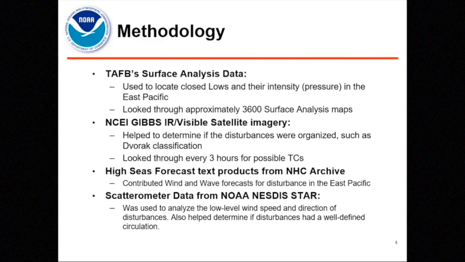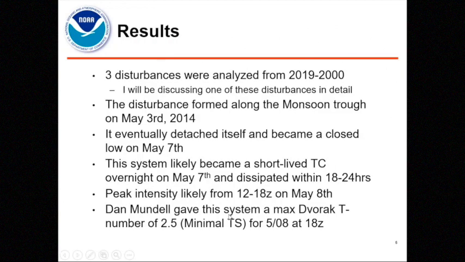Then I also used high seas forecast text products from the National Hurricane Center archive. This contributed wind and wave forecasts for disturbances in the East Pacific. And then scatterometer data from NOAA NESDIS STAR was used to analyze low-level circulations. It showed the low-level wind speed and direction of the disturbances, so we could really tell if there was a well-defined circulation or if the storm just wasn't very developed.